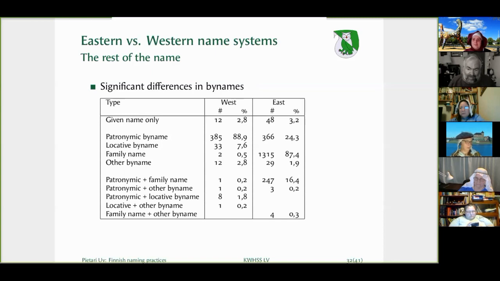The Eastern frequency of about a quarter of the people having a patronymic is however less than what's commonly seen in Western court cases. Not too many of the people have locative bynames. Partly, I think, because these are tax records and sorted by the village and farm. But it's noteworthy then that the Eastern dataset hasn't got a single locative byname in it.